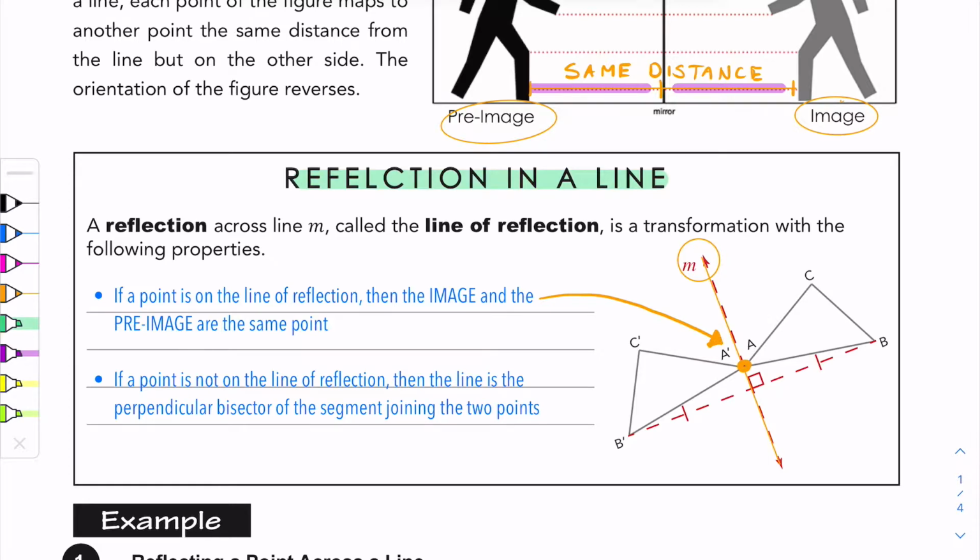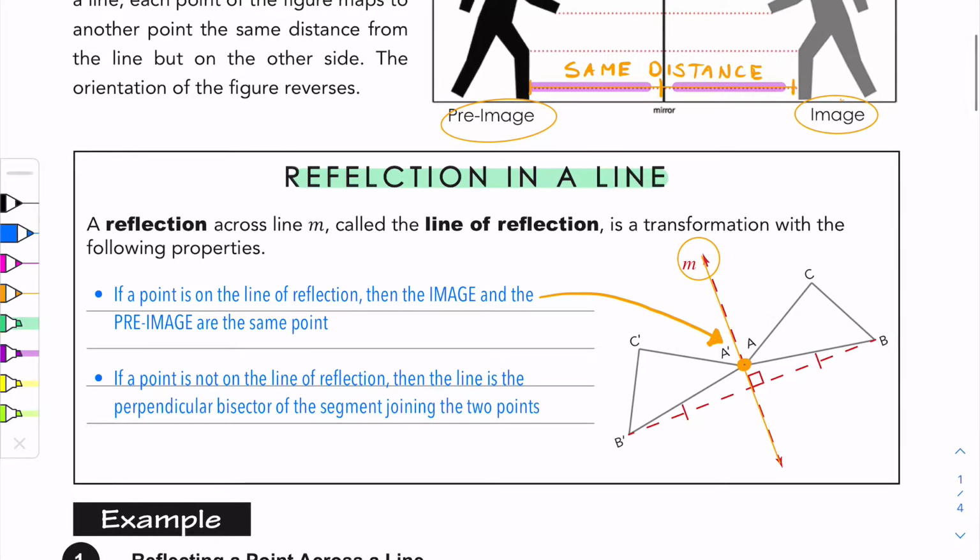If a point is not on the line of reflection, then the line is the perpendicular bisector of the segment joining the 2 points. For an example of this, let's take a look at point B as the pre-image and B prime as the image. These 2 points are equal distance from the line of reflection, but if you connect these 2 points, this blue line is going to form a right angle, so the line of reflection is the perpendicular bisector.